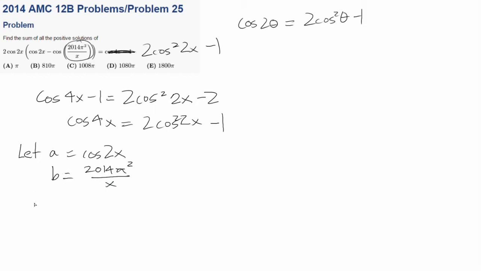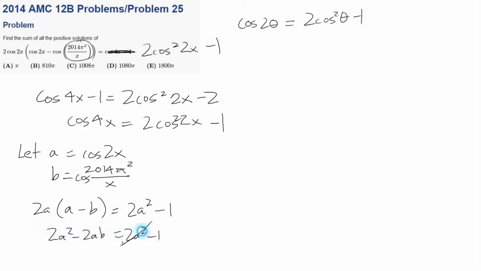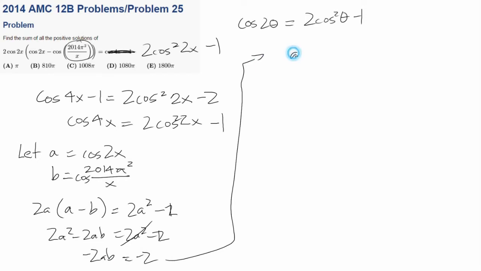So when we simplify this, we get 2a squared minus 2ab equals 2a squared minus 1. Oh wait, whoops, that's what I did wrong. Sorry, this is a 2. So negative 2ab equals negative 2. So ab equals 1. Okay, that seems better.